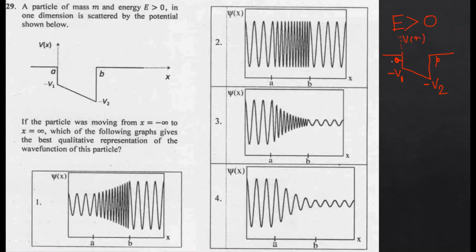This is V x. Okay, so you should know that for E greater than V, because for this case you will choose E greater than 0. Here this is 0 and here this is minus V1, and E is greater than 0. So your chosen E is greater than V. E is greater than V in all three regions. This is the first region, this is the second region and this is the third region. So in all three regions E is greater than V. So for E greater than V, the wave function is oscillating.